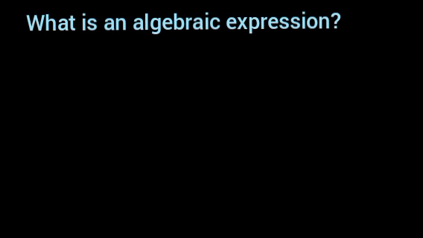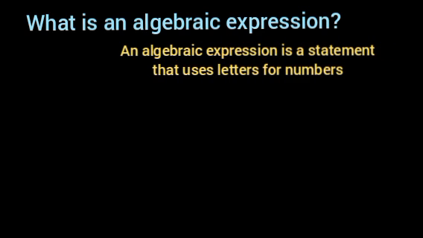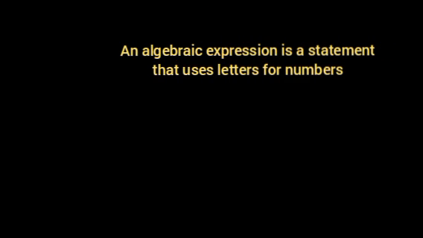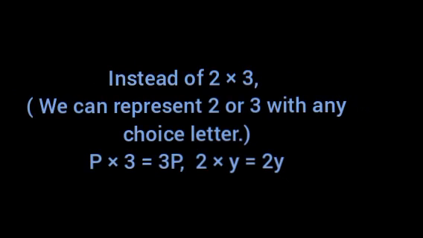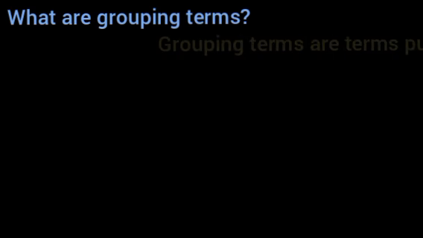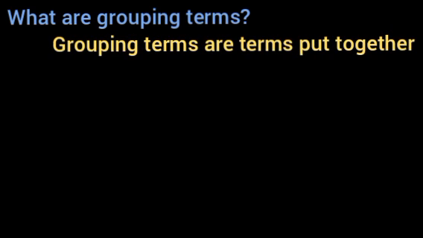Now, first of all, what's an algebraic expression? An algebraic expression is a statement that uses letters for numbers. Let me say, for instance, in place of 2, instead of saying 2 times 3, you say p or x, or use any letter in place of 2 or 3, multiplied with the other number. Now, also, what are grouping terms? Grouping terms are terms put together.